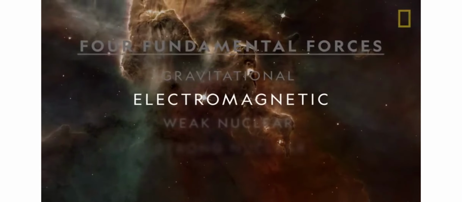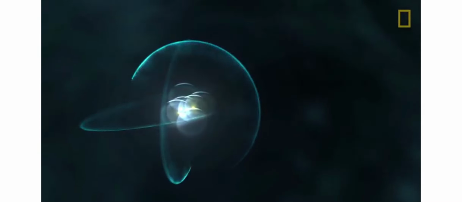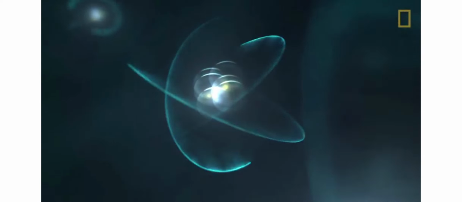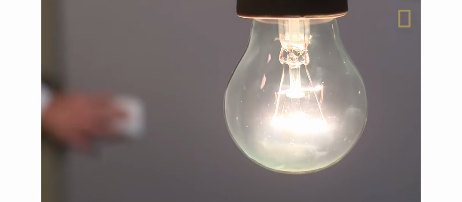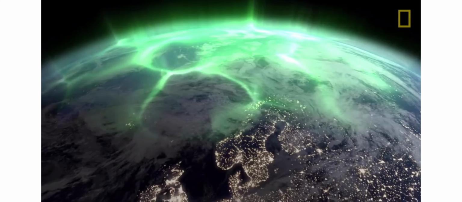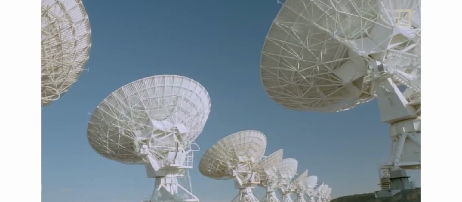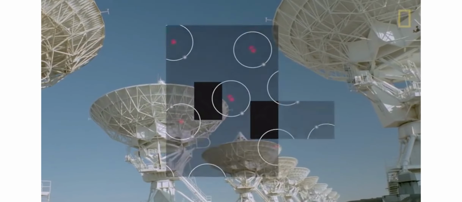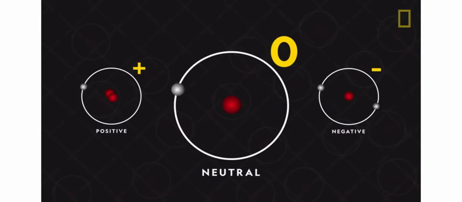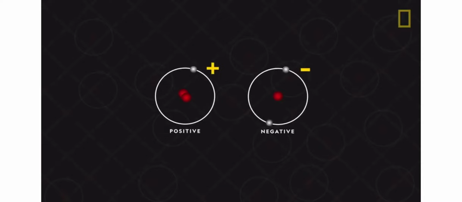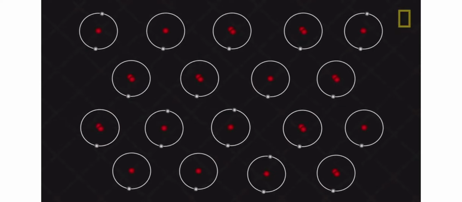Electromagnetism, or the electromagnetic force, is one of the four fundamental forces of nature. It generates light and energy and holds atoms, matter, and the world as we know it together. Electromagnetism is a branch of physics that studies the interactions between electric and magnetic fields. All matter has an electric charge, which can be positive, negative, or zero. Opposite charges attract, while like charges repel.